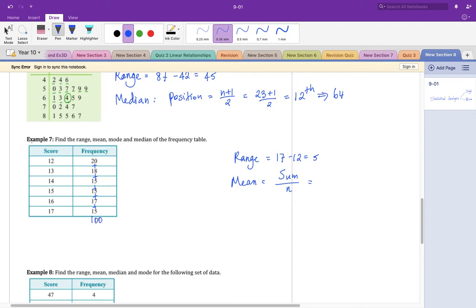And then it's probably easier if you do another column called f times x. That means frequency times x, where x stands for the score. Now what you do is you do 12 times 20. Why do I do that? Because it says there are 20 12s, right? And I will need to work out the sum of everything. So I'll just work out the sum for every single score first. There are 18 13s. That means do 13 times 18. And then you repeat that for everything.